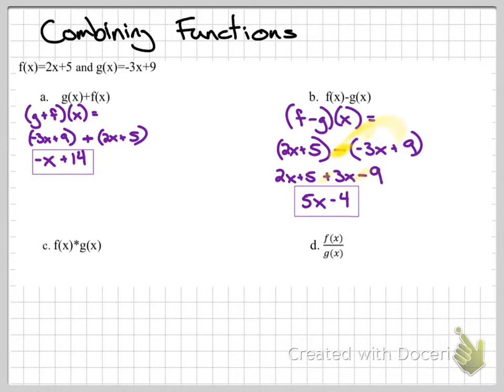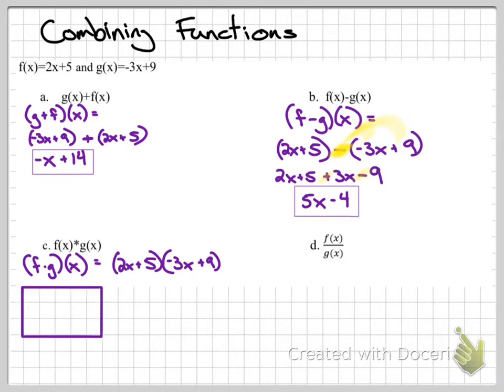Moving on to c. F of x times g of x, other notation, f times g of x, same thing. It means equation f, 2x plus 5, times, so just right next to each other. Multiply, we just put the parentheses next to each other, negative 3x plus 9. You might know a couple ways to multiply those out. Most of us probably are going to use an area diagram. If you know another way, go right ahead.